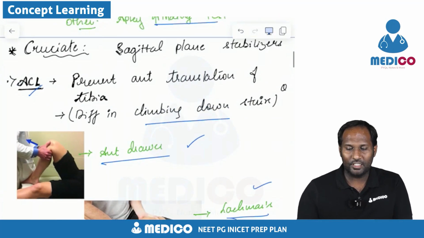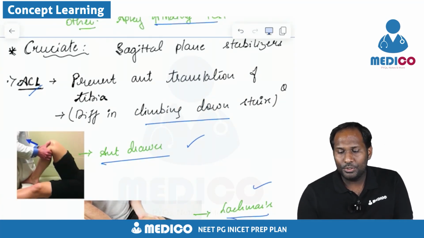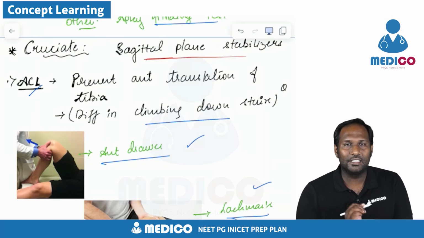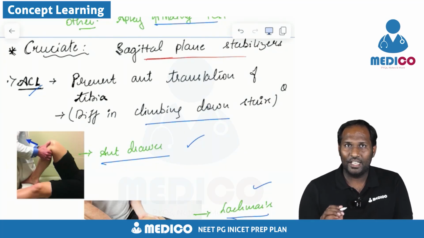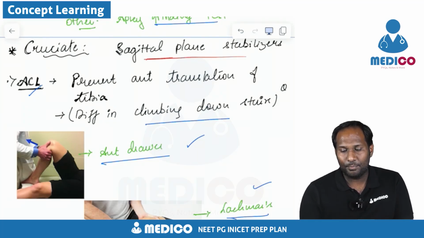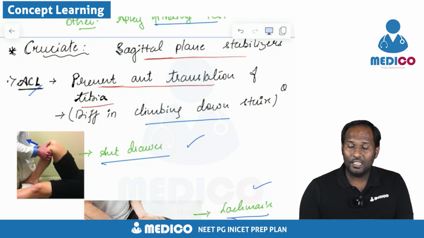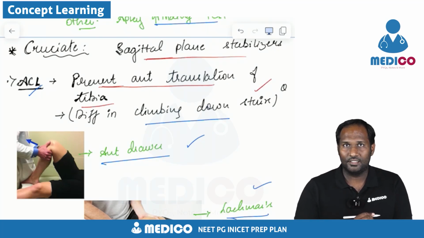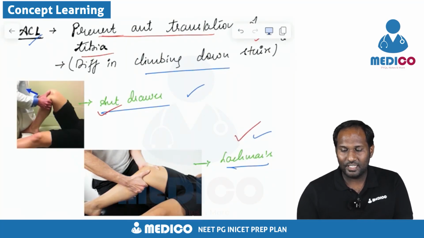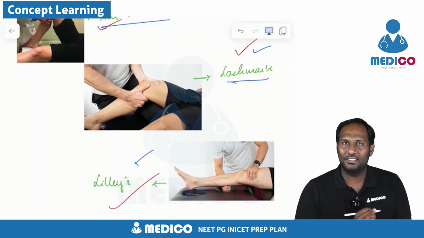Now to the cruciate ligaments. The cruciate ligaments are the sagittal plane stabilizers. There are 2, ACL and PCL. The ACL prevents anterior translation of the tibia, with difficulty in climbing downstairs. The important tests are the anterior drawer test, the Lachman test and the Lilly's test.